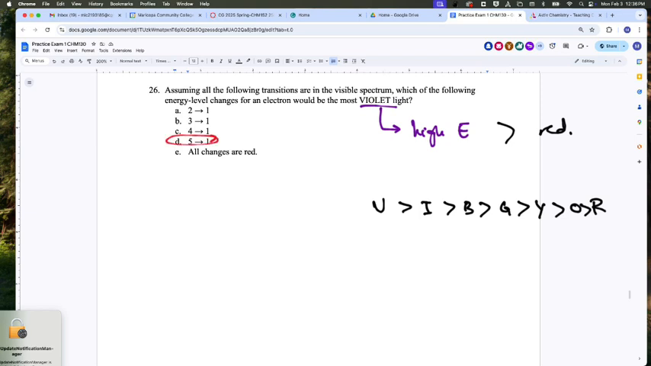Five to 1 is the largest energy. That's going to produce the most purple light. Okay, which would be the most red? So we switch this up. That's purple, and that's red.